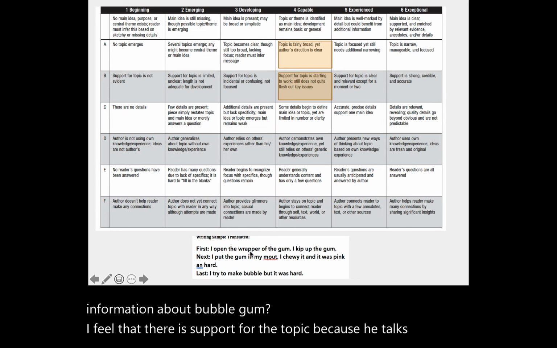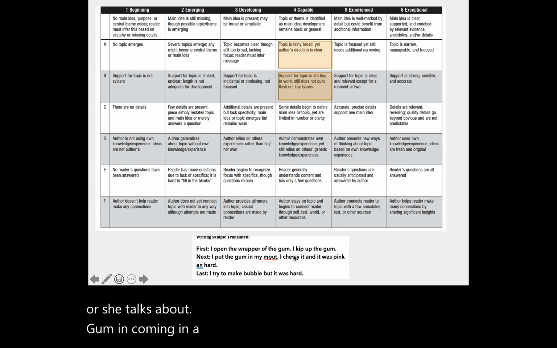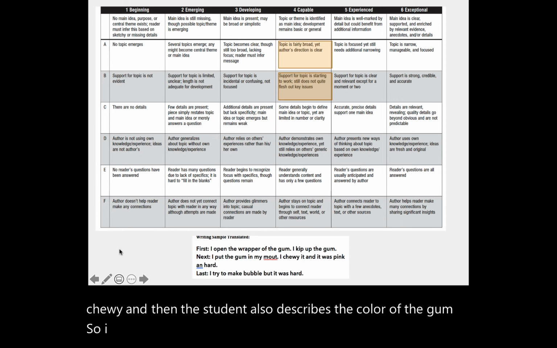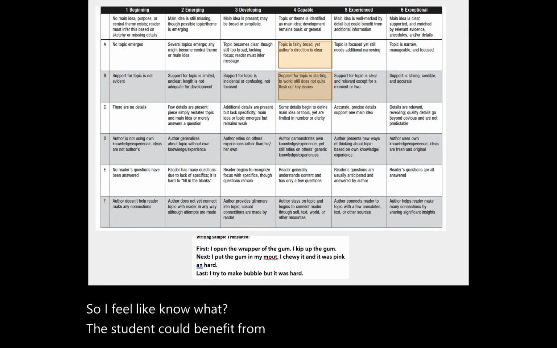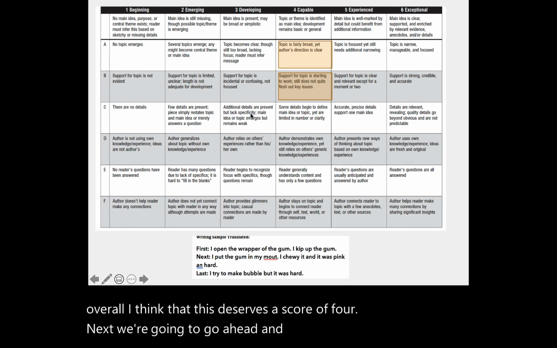he or she talks about gum coming in a wrapper, that the consistency of the gum is chewy. And then the student also describes the color of the gum. So I feel like, you know what? The student could benefit from fleshing out some key ideas, but overall, I think that this deserves a score of 4.